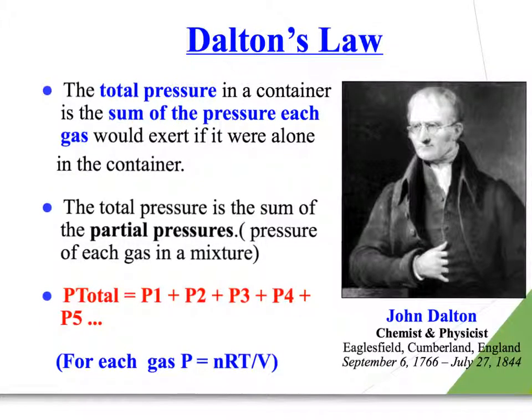Dalton's law of partial pressure states that the total pressure in a container is the sum of the pressure of each of the gases that they would exert if they were alone in the container. In other words, our total pressure would equal the pressure of gas 1 plus the pressure of gas 2 plus the pressure of gas 3, etc.